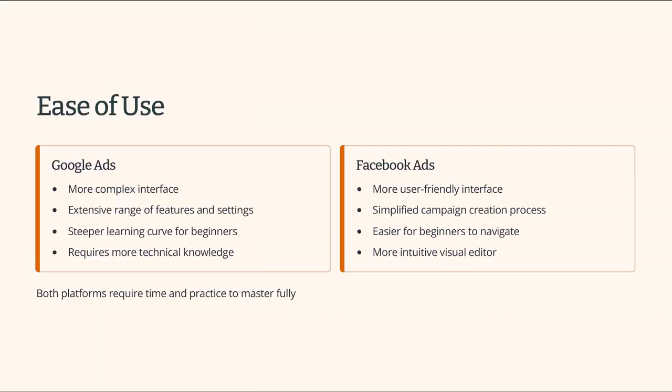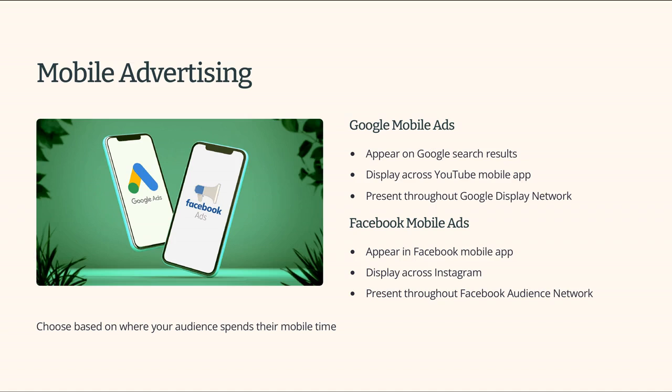Both Google Ads and Facebook Ads provide robust mobile advertising options. Google's mobile ads appear on Google Search, YouTube, and across their display network. Facebook's mobile ads appear in the Facebook app, Instagram, and their audience network. The choice between the two often depends on where your audience spends most of their mobile internet time.